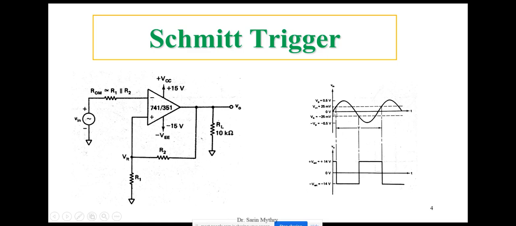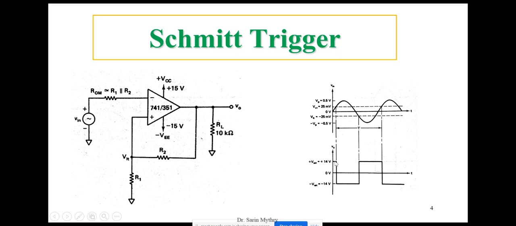Whenever the input voltage exceeds this VUT, what is my VUT? It's 25 millivolts. Whenever my input voltage exceeds this upper threshold voltage, there is a change in the output. That's what I told you: the input Vin will trigger the output. It means the input will change the output whenever the input reaches a particular voltage level, which here is 25 millivolts.